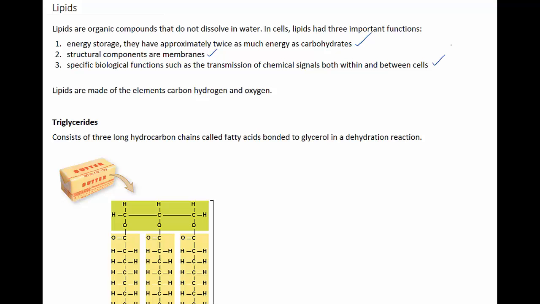They also help to transmit chemical signals both within and between cells. Lipids are made up of the elements carbon, hydrogen, and oxygen. I'll talk about three different types of lipids: triglycerides, sterols, and waxes in this video. However, another important group called phospholipids form the majority of cell membranes, and I'll be covering these in more detail when we talk about the cell membrane.